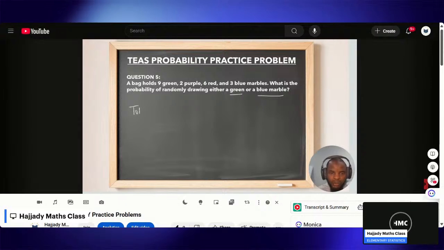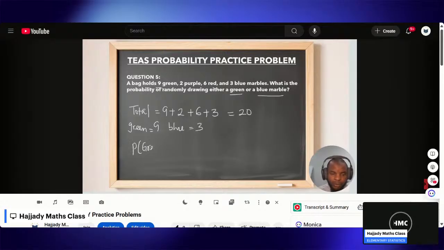Now the first thing you have to do is to get the total. For the total, we have 9 green, 2 purple, 6 red, 3 blue marbles. If you add this up, this is going to be 20. Now it says, what is the probability of randomly drawing a green or a blue marble? For the green, we have our green to be 9. And we have our blue to be 3.